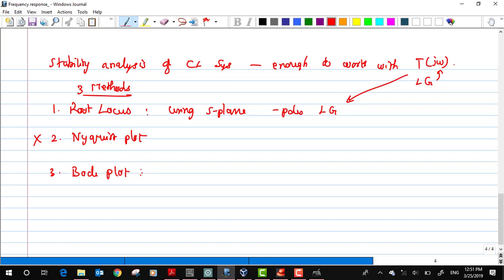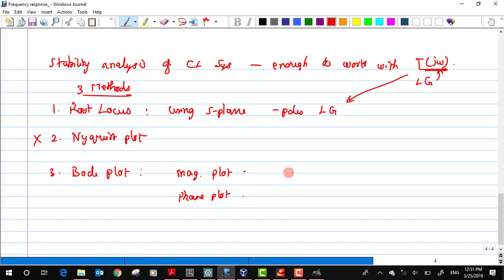The third one is the Bode plot. Till now we have seen that using the Bode plot, there are two types of plots that we can plot: one is the magnitude plot, the other one is the phase plot. We have studied the magnitude plot of the open loop, and also the magnitude plot of the closed loop system. Similarly, we had even studied the phase for both the systems. But when I am trying to talk about stability, what is it I am concerned with? It is the loop gain.